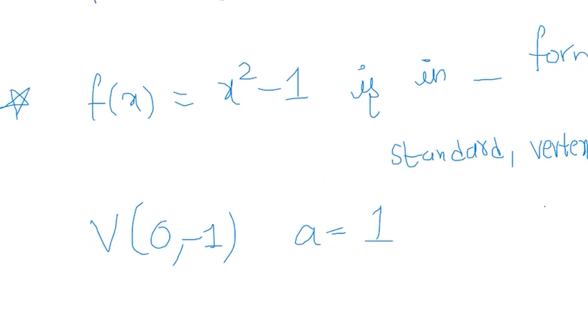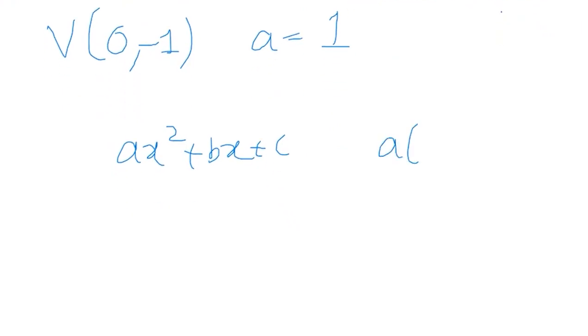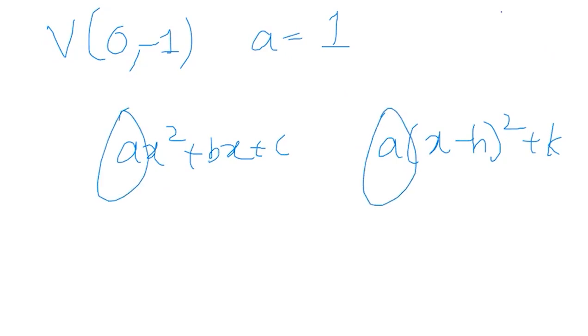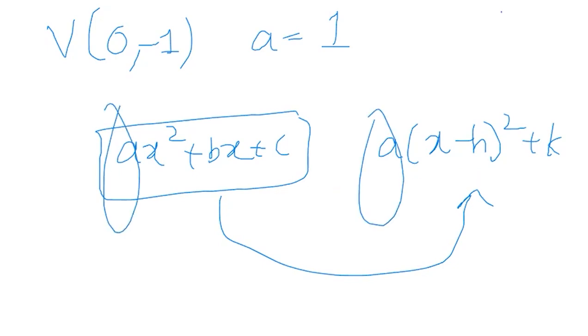So even if you look at the standard form, something like ax square plus bx plus c, right? And if you look at the vertex form, this a and this a are the same. If you convert this general form into vertex form, then the a you see here and this a are the same.